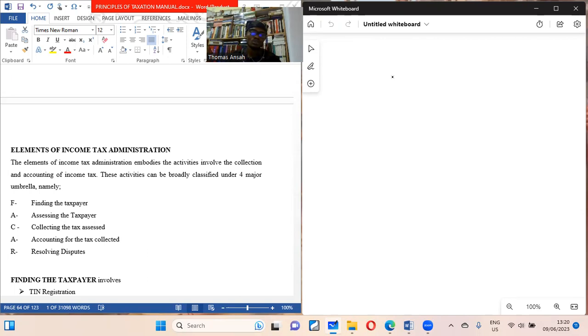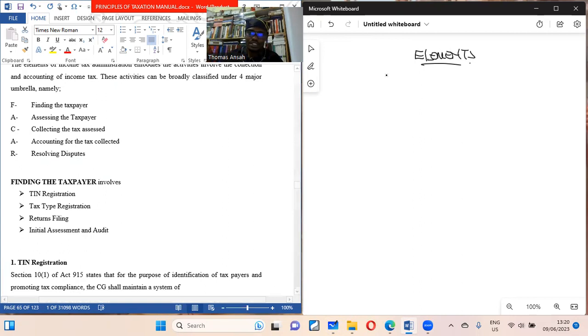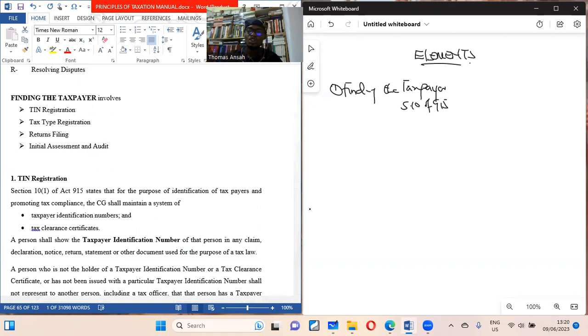Now, we look at the elements. To make all these things function properly, what are the elements? The elements are that, one, we need to find the taxpayer. How do you find the taxpayer? You find the taxpayer by so many means. Section 10 of Act 915 gives the Commissioner General the power to use two instruments, which we call, one, the tax clearance certificate, and two, the TIN, as a means of finding the taxpayer.